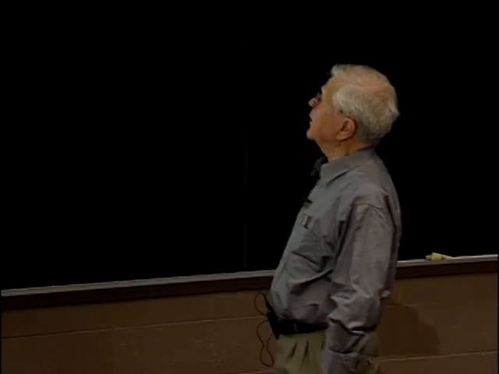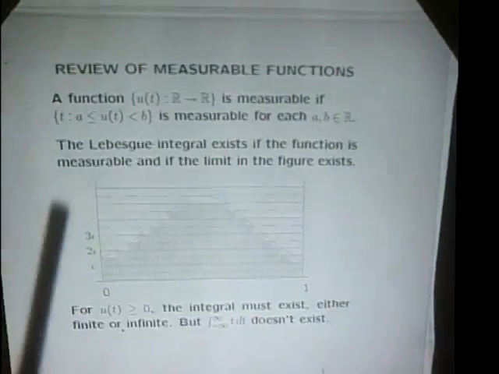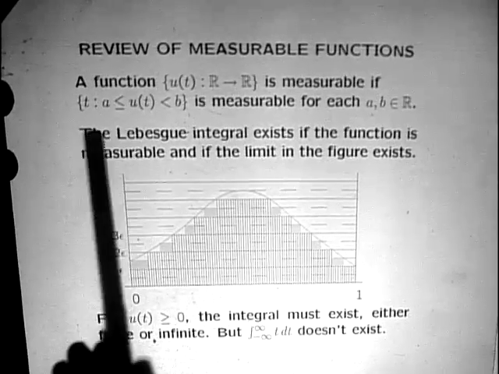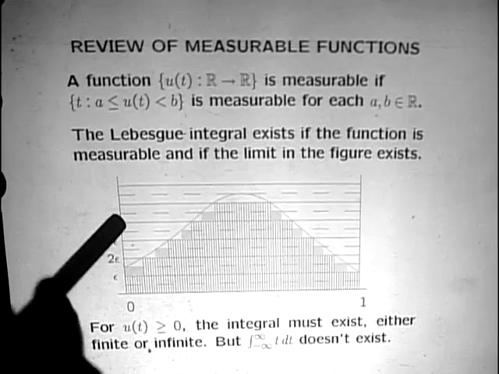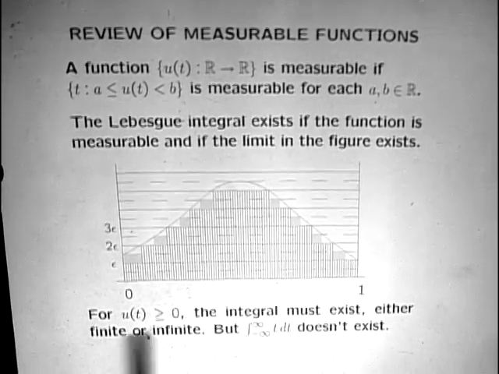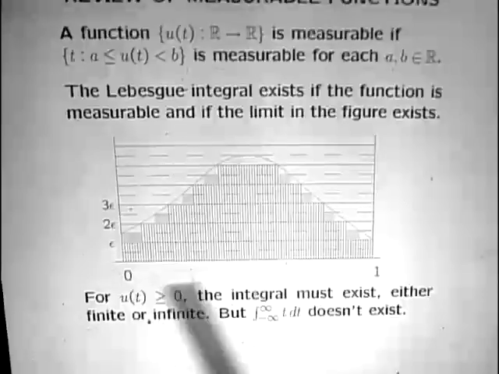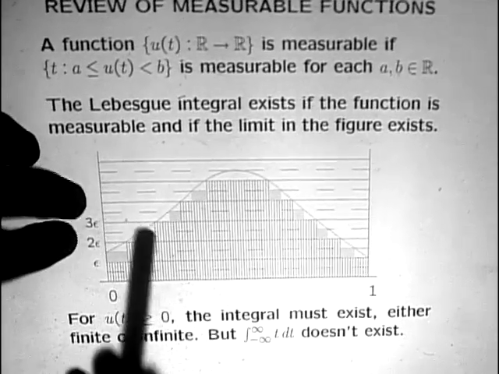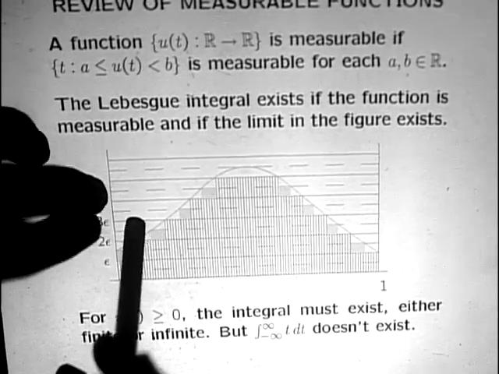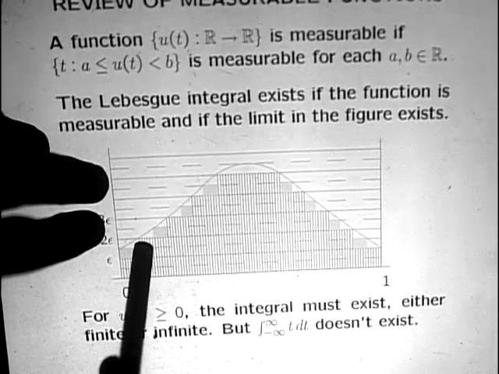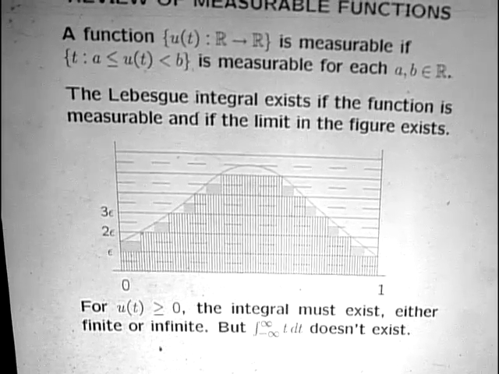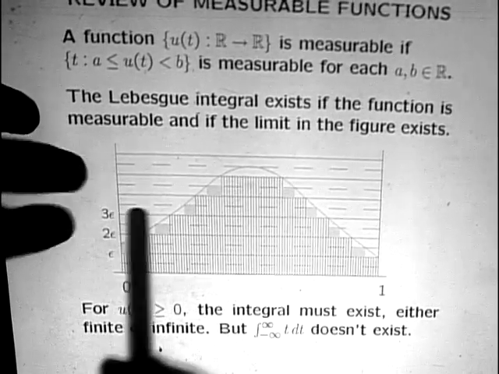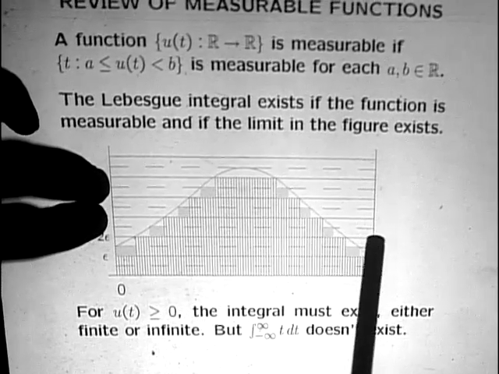So we then said that a function is measurable if each of these sets here, the set of times for which A is less than or equal to u of t is less than or equal to B, these things are these level sets here. It's a set of values t along this axis in which the function is nailed between any two of these points here. And for a function to be measurable, all of these sets in here have to be measurable.